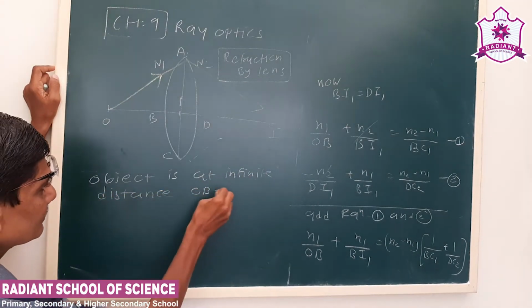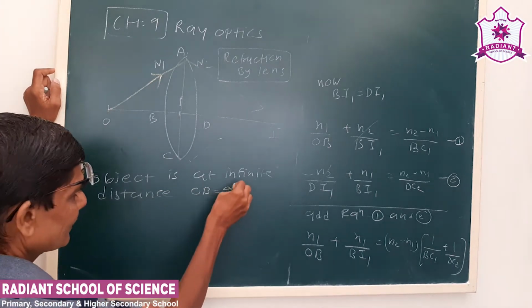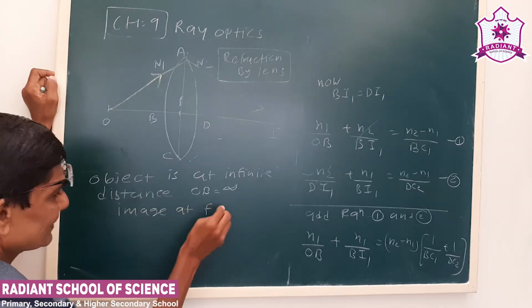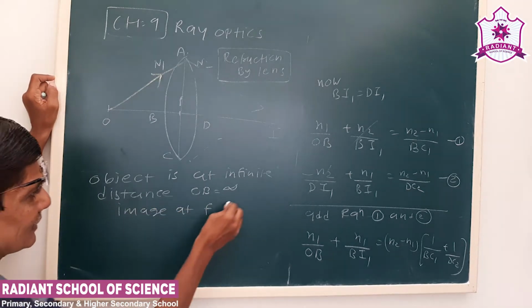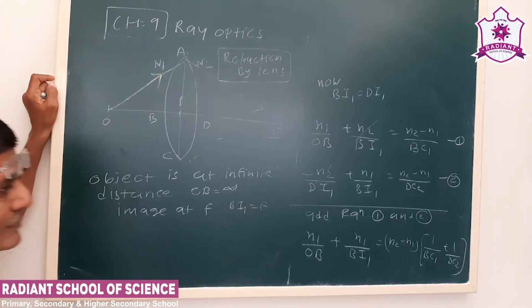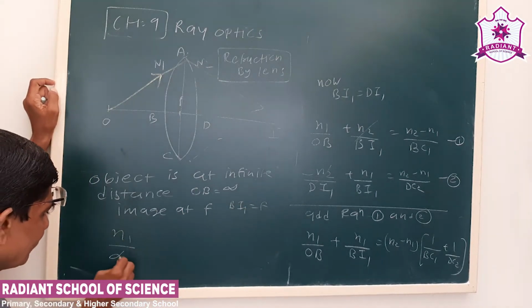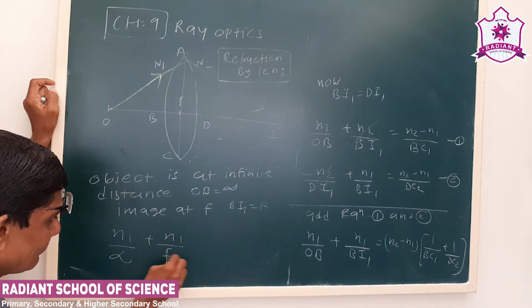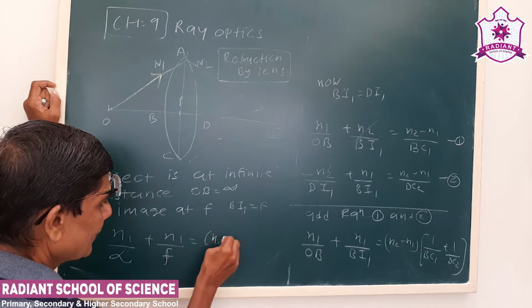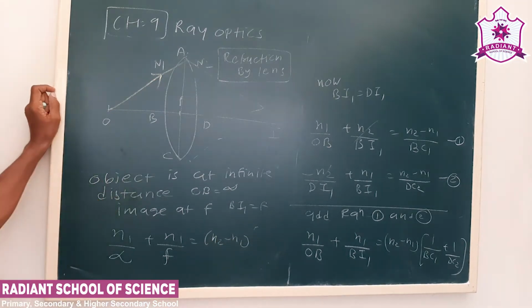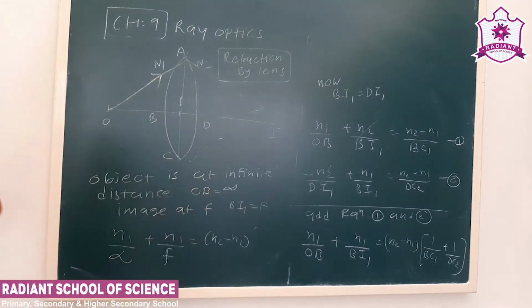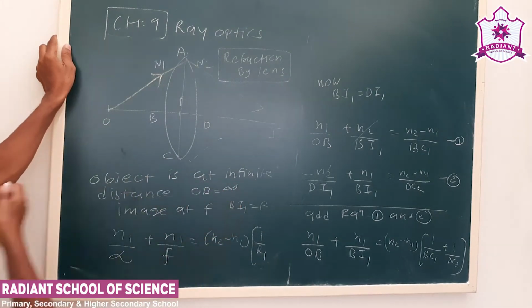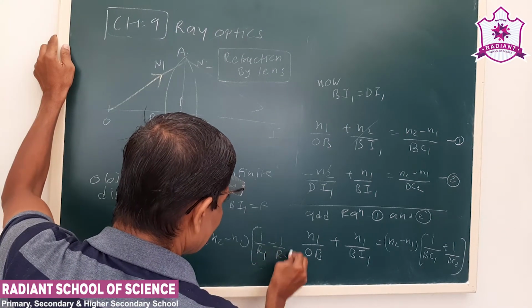that is OB infinite, image will be at F. Okay, so this BI1 will be equal to F. Now see, n1 upon infinite plus n1 upon BI1, which is F, n2 minus n1. Now see, BC1 was on the right hand side, so we have taken positive, and DC2 on the left hand side of the origin, that's why we have taken minus.